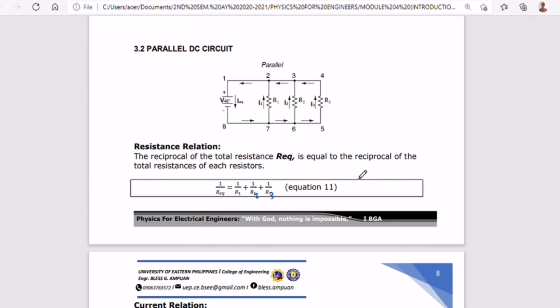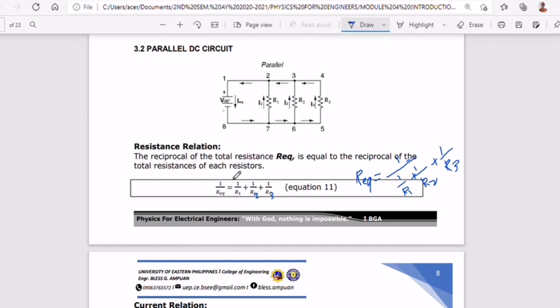If you are going to derive this to make it easy to calculate, we have Req equal to 1 over the quantity 1 over R sub 1 plus 1 over R sub 2 plus 1 over R sub 3. This is just the same answer if you are going to solve for the Req.